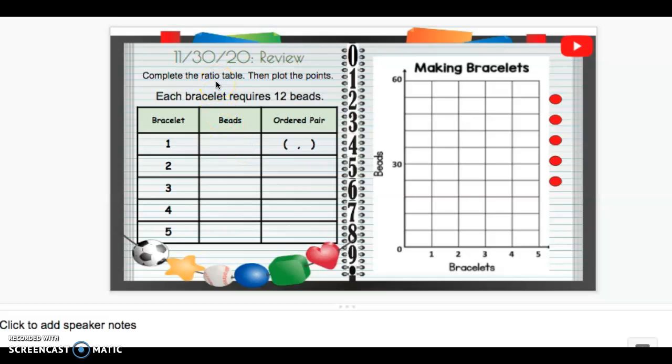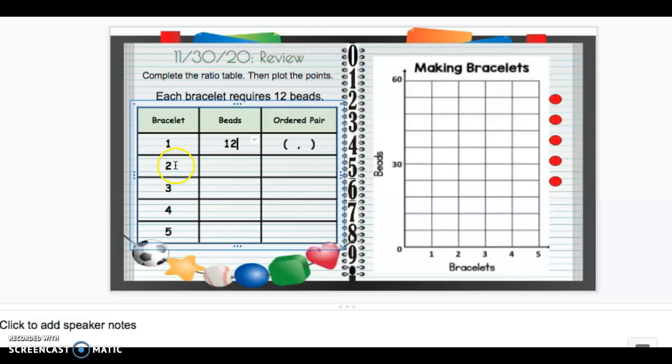All right, so we're going to review ratio tables and then plotting them on a grid. Okay, so if we're sitting here, it says complete the ratio table, then plot the points. So they're saying each bracelet requires 12 beads. So if you have one bracelet, you have 12 beads. Okay, now again, it's this thing with that pattern that we talked about.